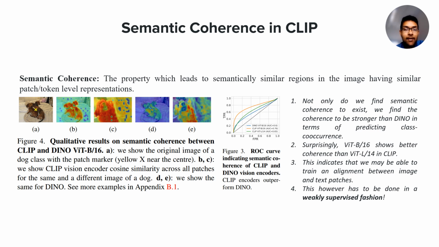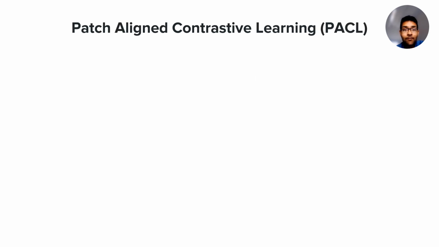Interestingly, we find that CLIP's WIT-B16 has a better performance than CLIP's WIT-L14 on semantic coherence, even though WIT-L14 is a larger model. This finding indicates that we can train a patch-level alignment between the image and text encoders. However, we still need to do it in a weakly supervised fashion. To do this, we define a modified compatibility function for contrastive loss called patch-aligned contrastive learning, or in short, PACL.